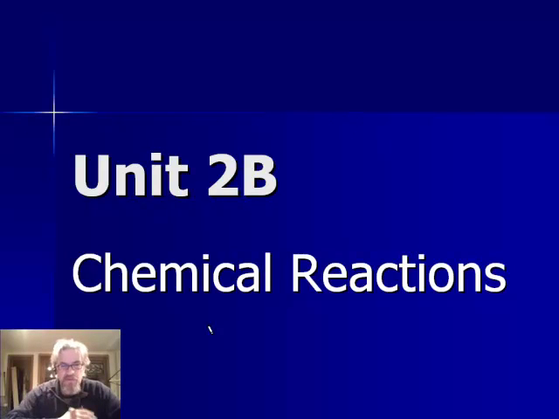Well, we've looked at the difference between physical and chemical properties. Today we're going to look at the difference between chemical properties and chemical reactions. And we're going to start taking a look at different ways that we can use patterns that we see in chemistry to predict the products of chemical reactions.